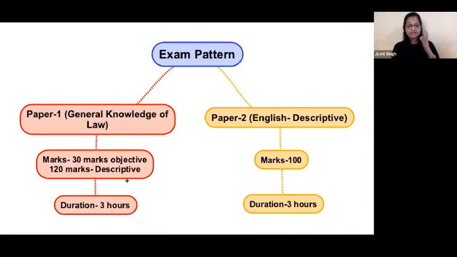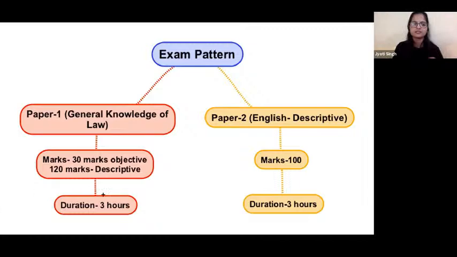Just as your SEBI exam was completely MCQ-based, it's not the same with RBI. RBI tests both your objective knowledge of the paper and also your subjective knowledge. Obviously the focus on subjective knowledge is more, because you get 120 marks for descriptive questions over here, right? And the duration that you get for completing this paper is around 3 hours.